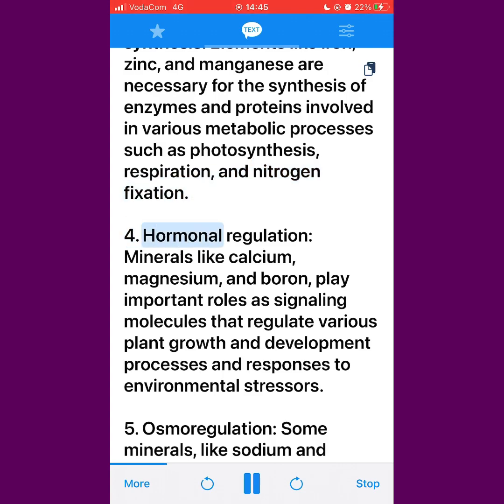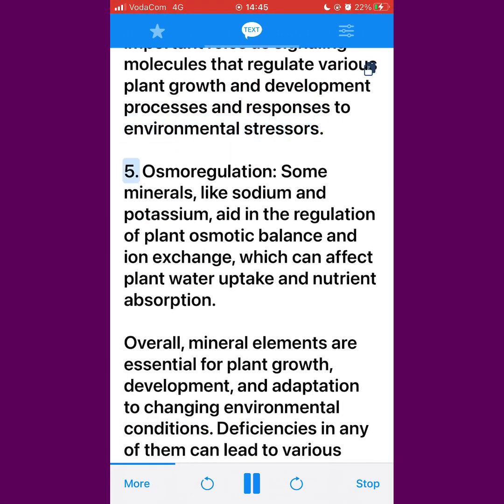4. Hormonal regulation. Minerals like calcium, magnesium, and boron play important roles as signaling molecules that regulate various plant growth and development processes and responses to environmental stressors. 5. Osmoregulation. Some minerals, like sodium and potassium, aid in the regulation of plant osmotic balance and ion exchange, which can affect plant water uptake and nutrient absorption.